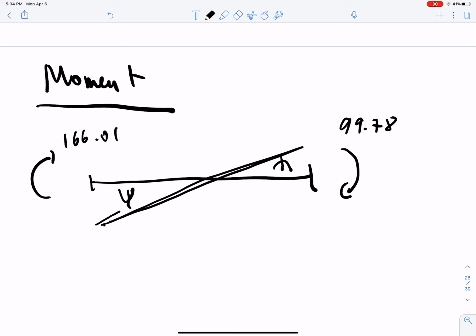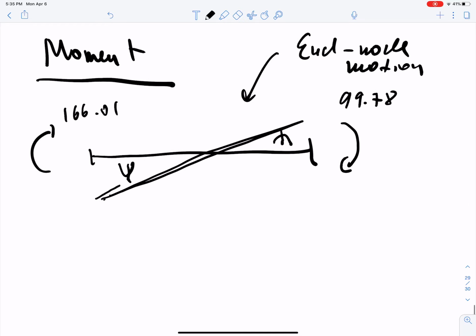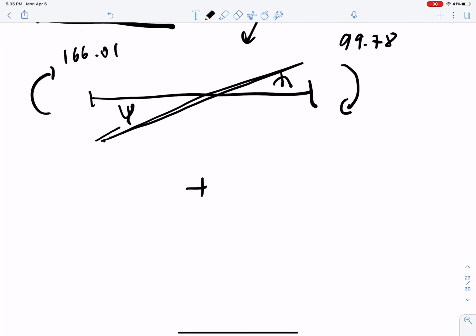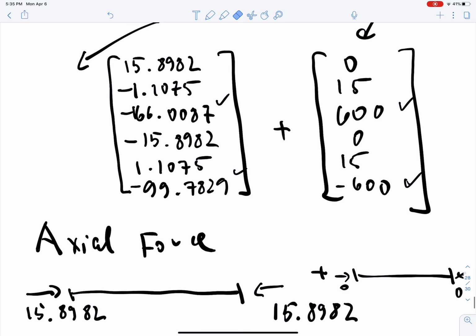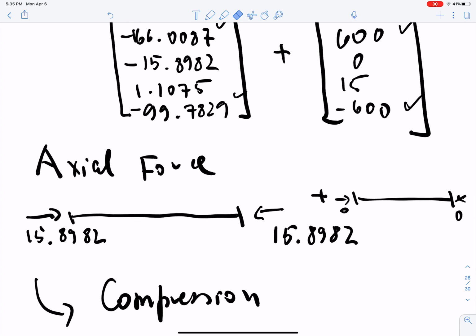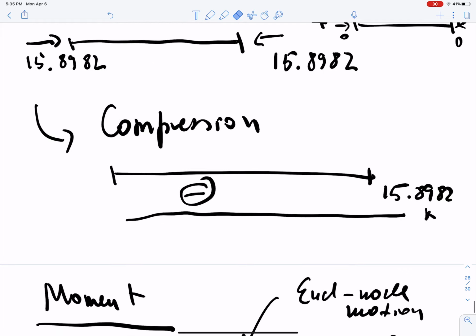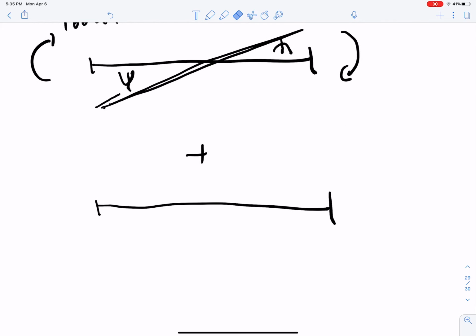Sorry, convex and concave. Okay. This is from the motion of end nodes. Then you also have the action of the distributed force. What do you see there? Right. You see 600. Plus. Okay, so what's going on, right? Counterclockwise, 600.